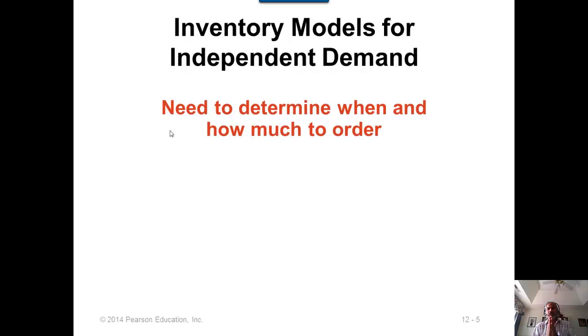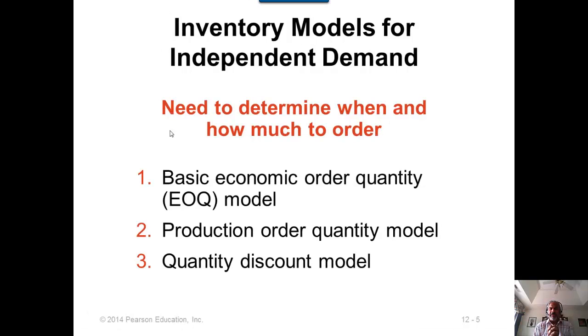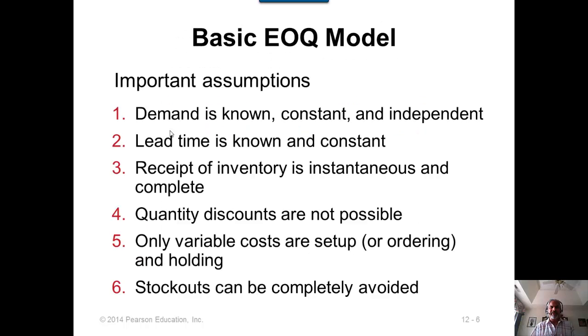Now let's look at modeling for independent demand items, and there are three EOQ models we will be discussing. The basic EOQ model. When we discuss the basic EOQ model, we will be looking at several assumptions. When we relax one or two of these assumptions, we get the production order quantity model and the quantity discount model. So what are the basic assumptions?